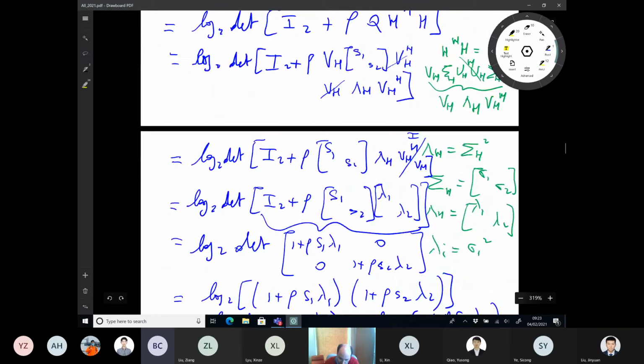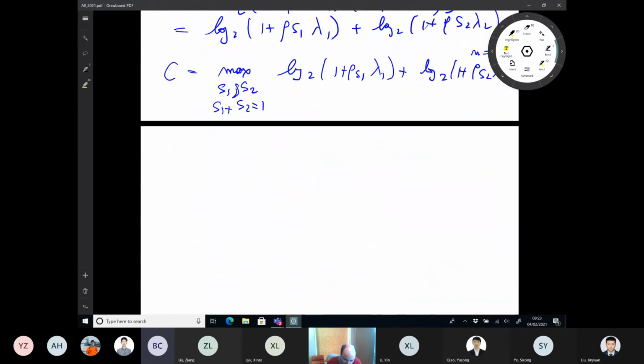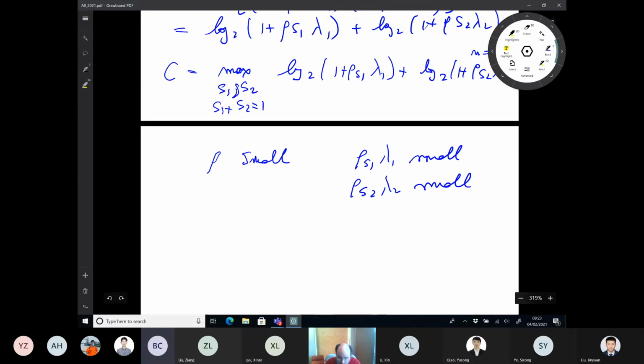Let's first imagine that I have rho here. If rho is small, my long-term SNR is very small. That means maybe I have a fixed noise power, but my transmit power is very, very small. So rho is small, rho S1 lambda 1 will be small, and rho S2 lambda 2 will be small as well. Now, if you have log 2 of 1 plus x with x small, this is roughly x log 2e. So it's linear with x. That's what it means. So roughly, rho is small.